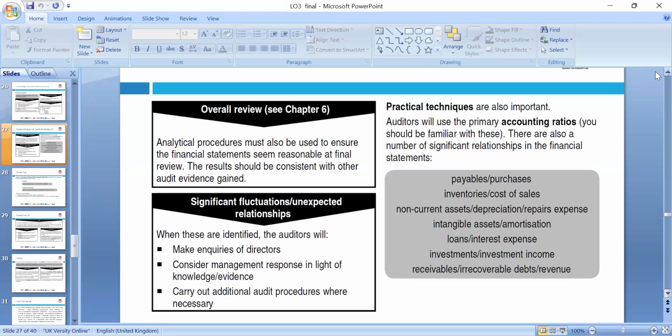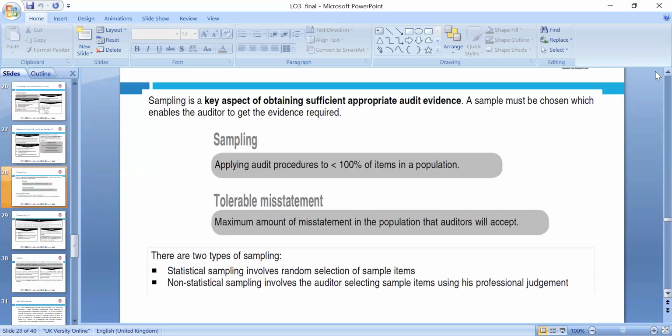So overall, analytical procedures must be used to ensure the financial statement is reasonable, in final review. Significant fluctuation or unexpected relationship, those we need to make inquiries about, why this happened in the financial statement. Our figures do not look appropriate. So the practical techniques: accounting ratios can be used practically, significant relationships, payables, purchases, inventory, current and non-current assets, the register can be reviewed, loans, investment, and receivables. Those are also quite crucial.